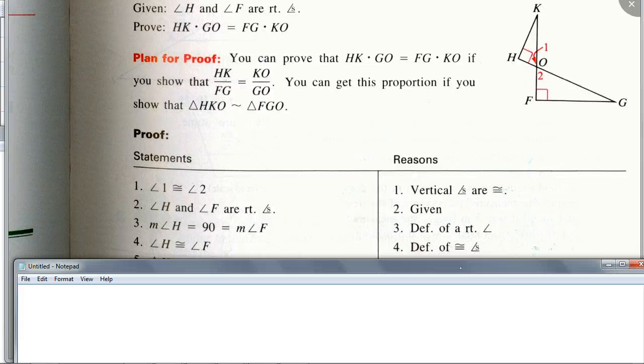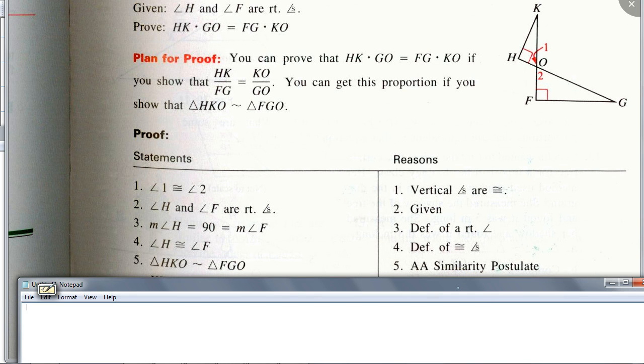Now, you have to say it carefully. Does the order matter? Yeah. So if they say HKO, guess what? They have to say H goes with F, K goes with G, and then O goes with O, right? Those are the congruent angles. So there you go. Now, here's the trick.